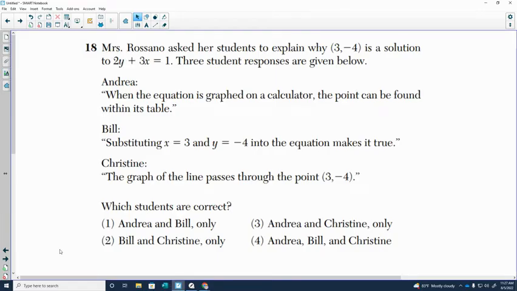Hello, this is Mr. Frank, and today we are going to be looking at question 18 from the June 2022 Algebra Regents, and saying how we can solve this using the DESMOS graphing calculator.